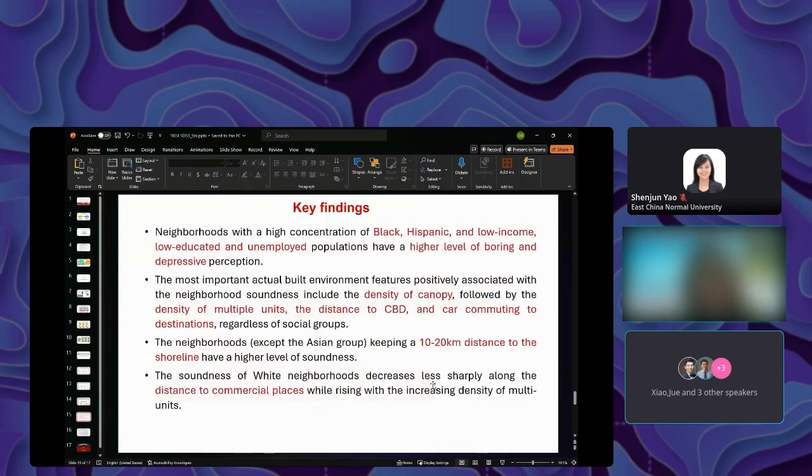Overall, a very quick summary of the key findings. We see that underserved and minority groups have a dramatically higher level of feeling boring and depressive. And we also see built environment factors strongly correlated with this phenomenon, including density of tree canopy, density of multi-units, distance to CBD, and car commuting to destinations such as workplaces. We also see the distance to the shoreline, the Pacific Ocean shoreline, has a dramatic impact on the neighborhood soundness level, as well as the distance to commercial places.